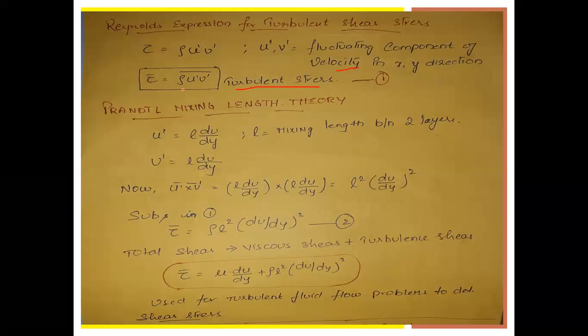Next one is Prandtl mixing length theory. If you take the length into consideration, then u dash is equal to L into du by dy, where L is the mixing length between the two layers. Next, v dash is equal to L into du by dy.